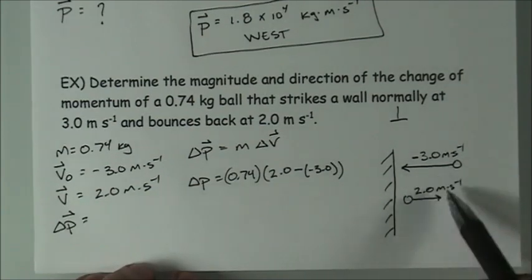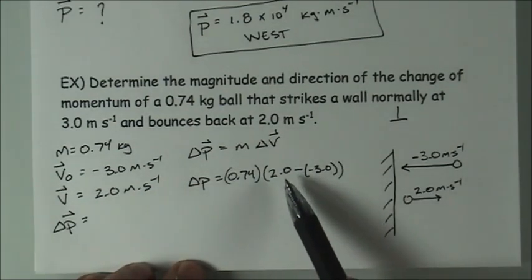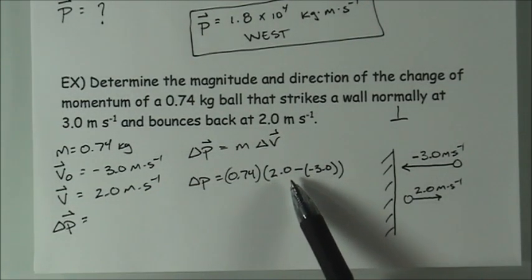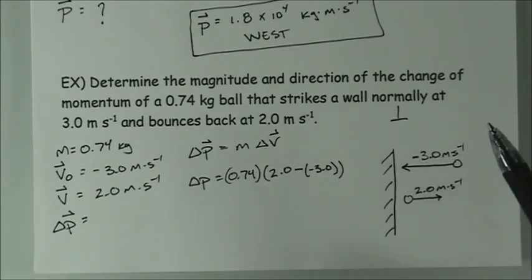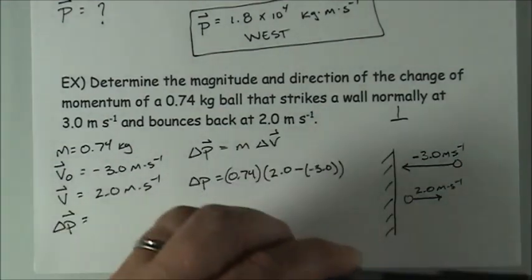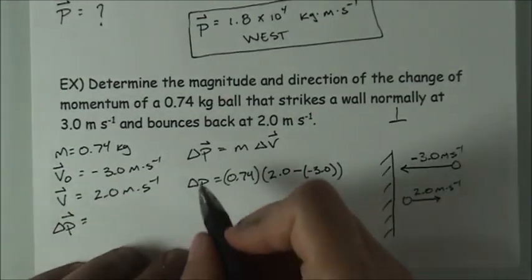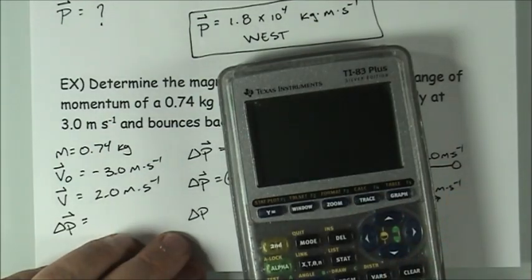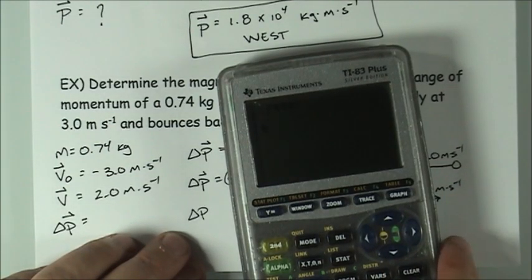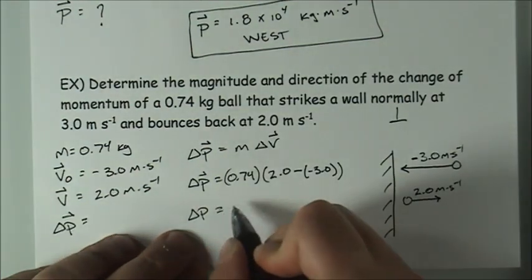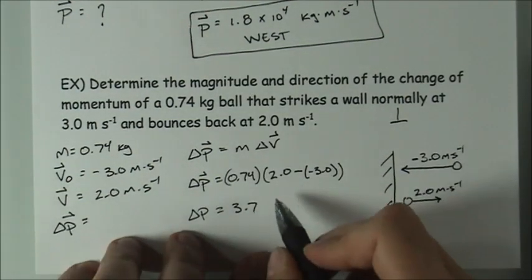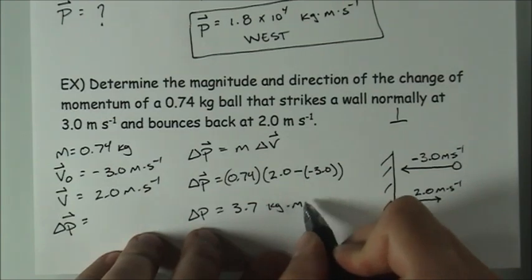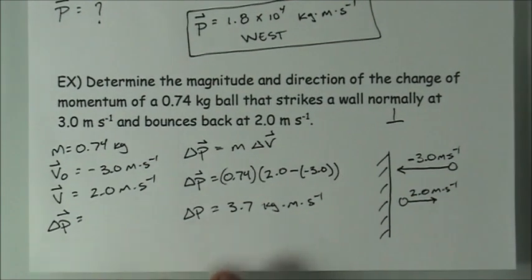And in this case, as I've drawn my picture, the calculation of the change in velocity says that the change in momentum points to the right, which does make sense. The object was moving to the left, but it ended up going to the right, so clearly there must have been something that changed its momentum, and that pointed towards the right. So in this case, we get an answer of 3.7 kilogram meters per second.